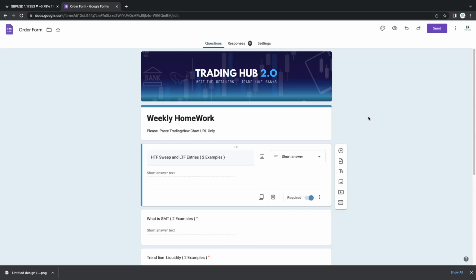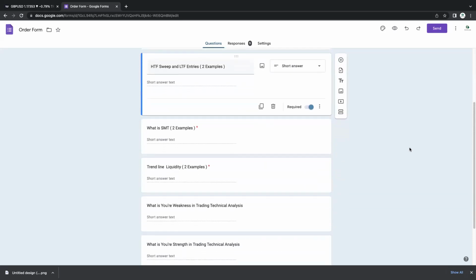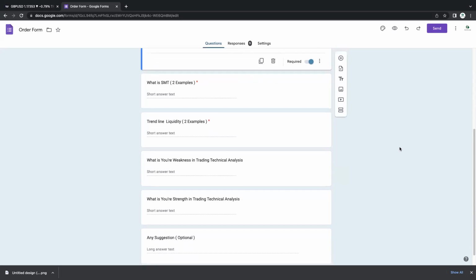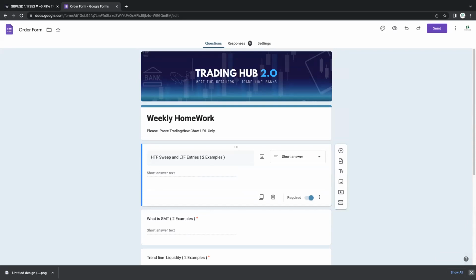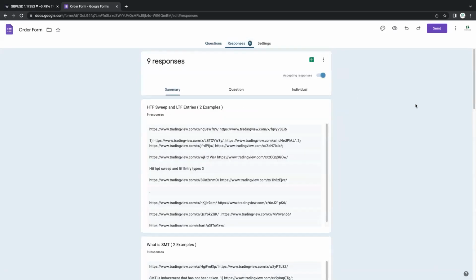In the last week, I asked three questions. The first was a higher time frame sweep and lower time frame entry example. The second question was what is SMT, what is smart money trap. The next question was what is trendline liquidity. Provide two examples. Then, what is your weakness in your trading analysis, what is your strength, and the last, any suggestion. Right now, let's see nine members participated.